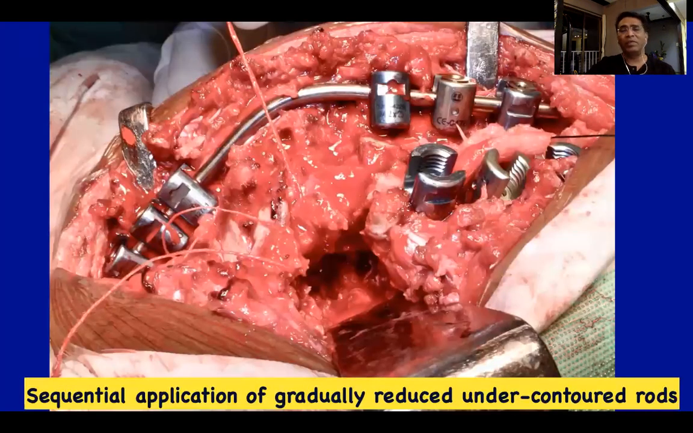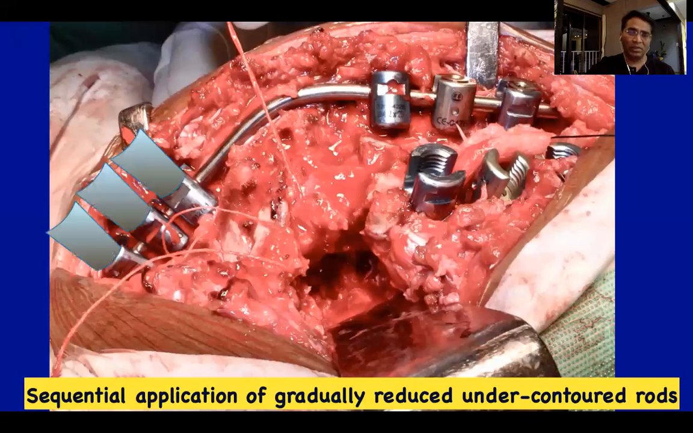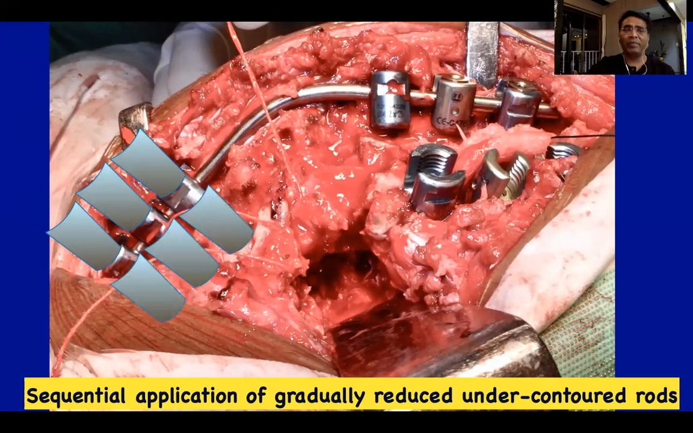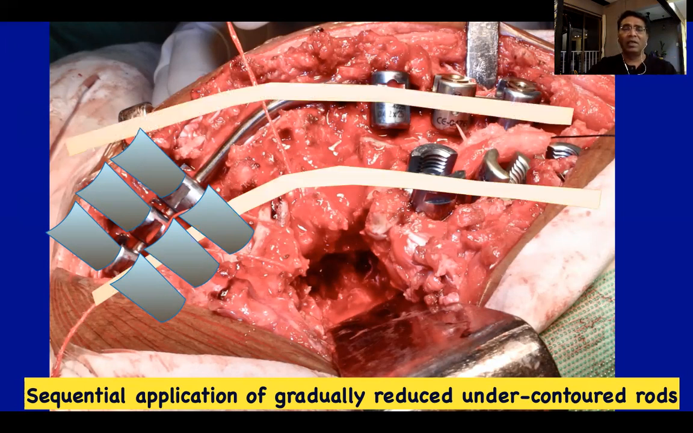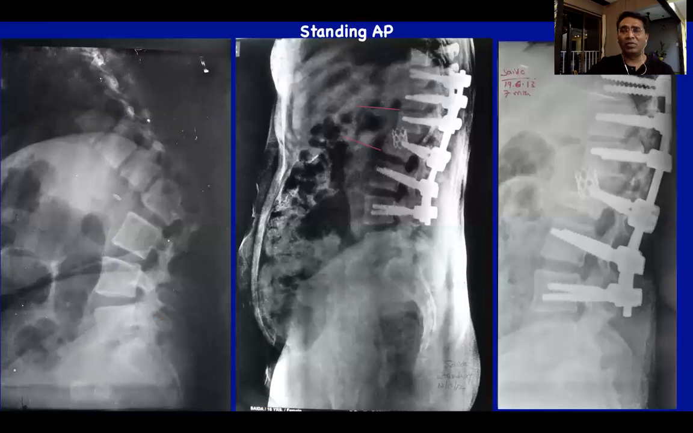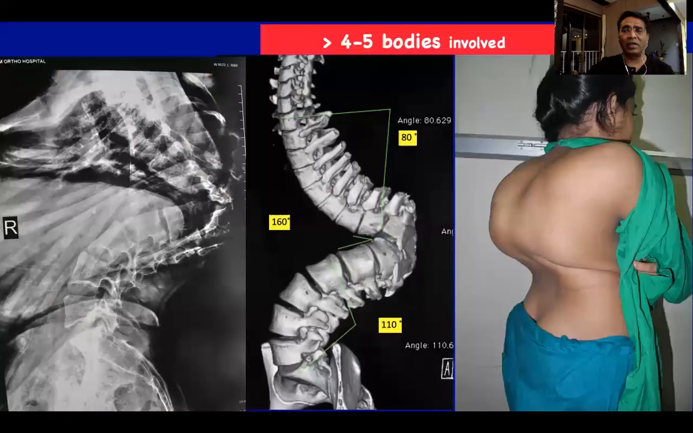But another popular method which I also use commonly, and a very common method, is once you do the corpectomy and the posterior lateral element closure, then you do this, preferably with the help of reduction screws. Use sequential application of gradually reduced under contoured rods. So for example, this was an 80 degrees rod. You apply about 60-degree rods, and you loosen the opposite side, and you start tightening on one side. And then once this is tightened, you apply another rod, and then you gradually loosen this and tighten that. So you gradually get the corrections. Okay, so that was the final correction.